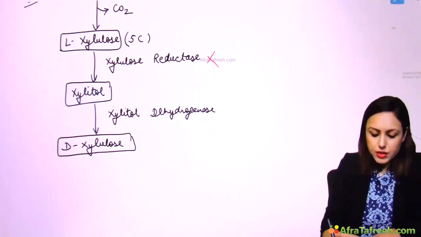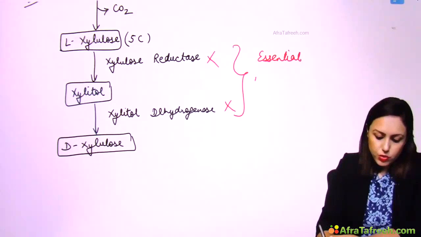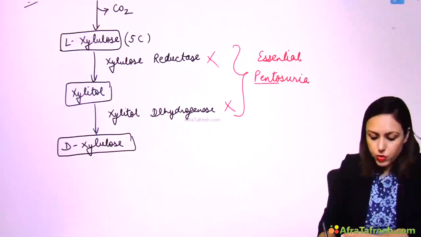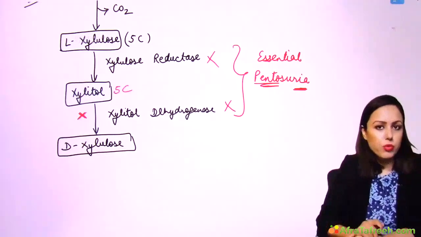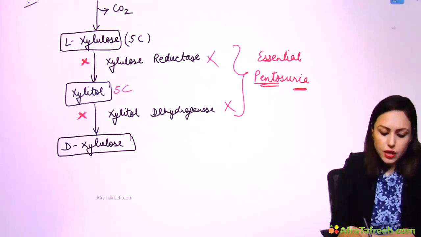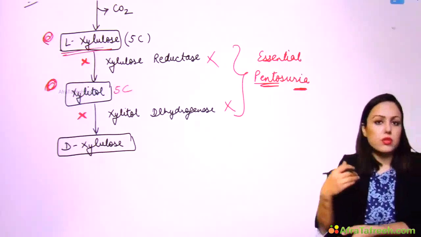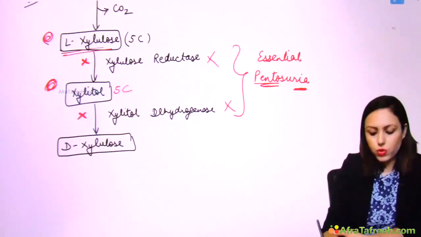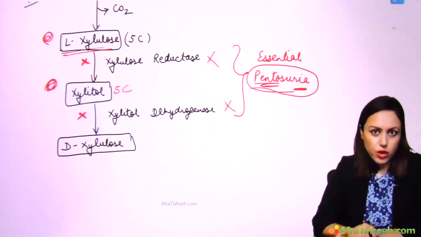Now a defect in this enzyme or this enzyme leads to a condition known as essential pentosuria. What do you mean by this? Pentose is coming in urine. So if xylitol dehydrogenase is deficient, xylitol will accumulate. That is also a 5-carbon compound. Or if xylulose reductase is deficient, then L-xylulose will accumulate. That is also a 5-carbon compound. So either this compound or this compound is accumulated in the body and coming in urine. So the condition will be known as pentosuria. It is essential pentosuria. We'll be doing detail later.